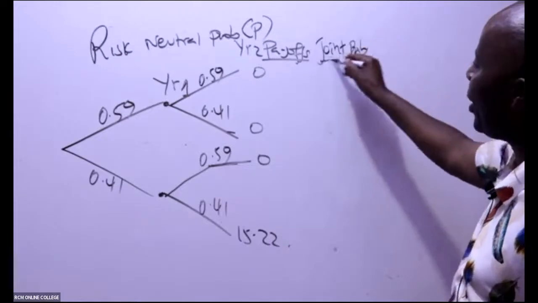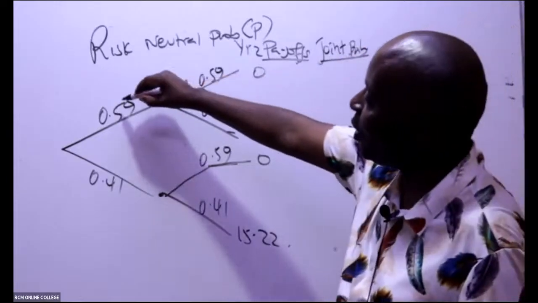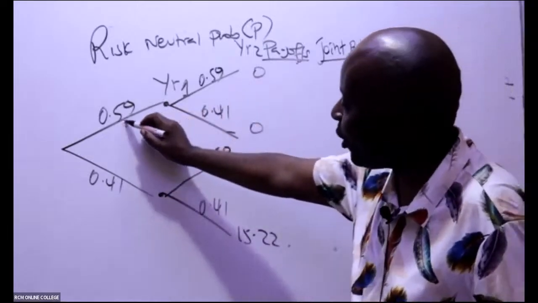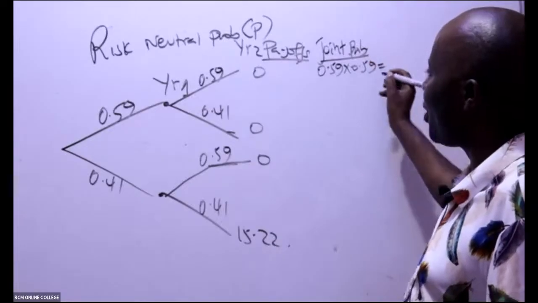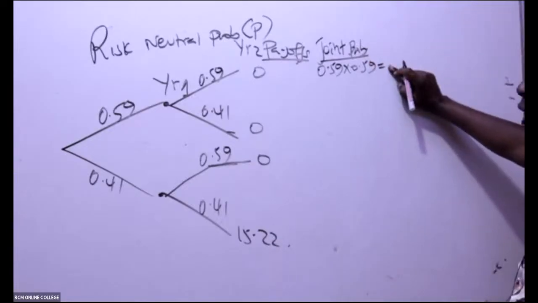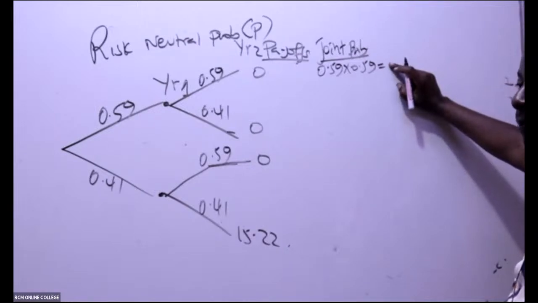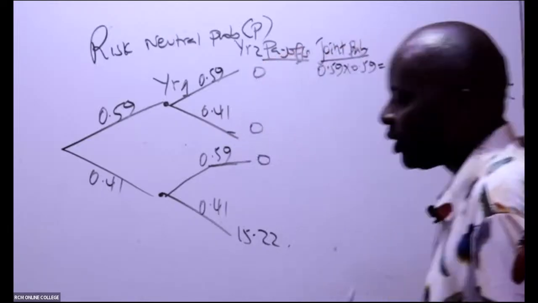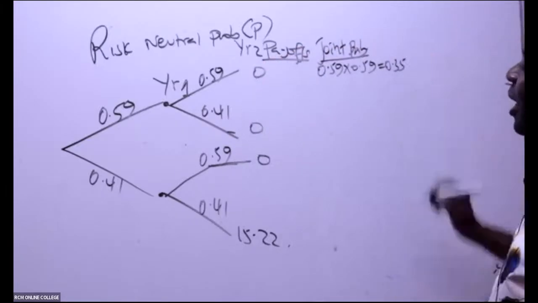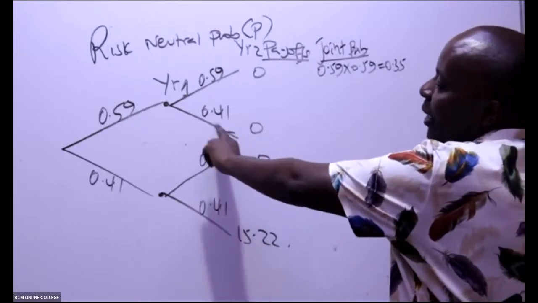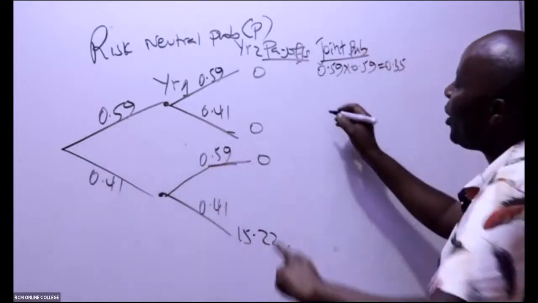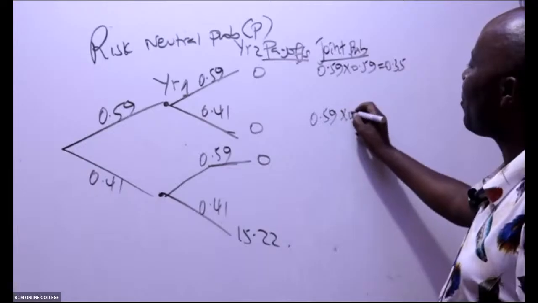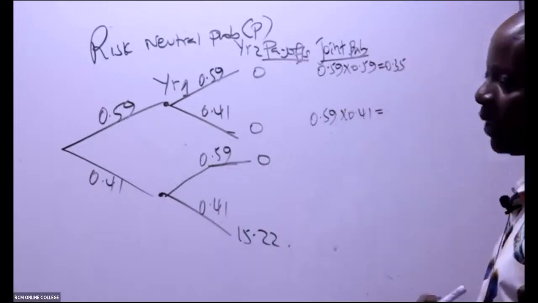Joint probabilities. So for branch 1, you know it is 0.59 times 0.59, because you follow through. Is there somebody who can give me these 2 decimal places again? Joint probability, 2 decimal places, 0.35, right? 0.35. Now look at branch number 2. This is our road. So this will be 0.59 times 0.41, which will end up giving me what figure?